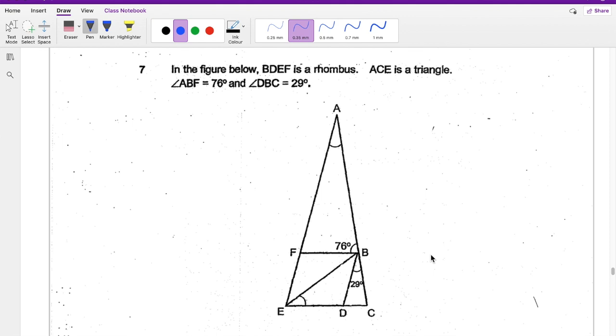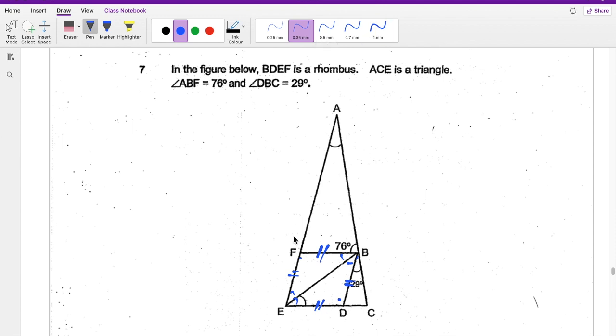Question 7. In the figure below, BDEF is a rhombus. A rhombus is a very interesting shape. So the opposite sides are parallel, right? And the angles here, here, here, here, these 4 angles are equal. This is equal to this one, right?